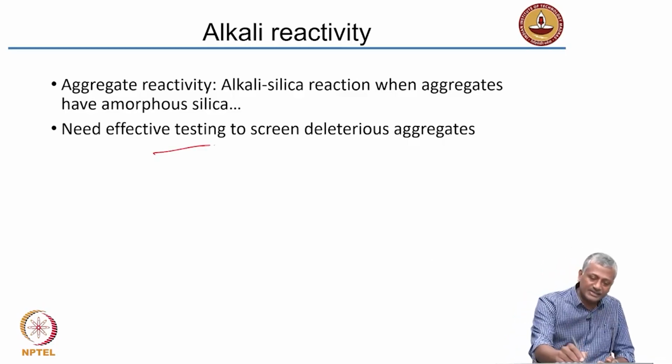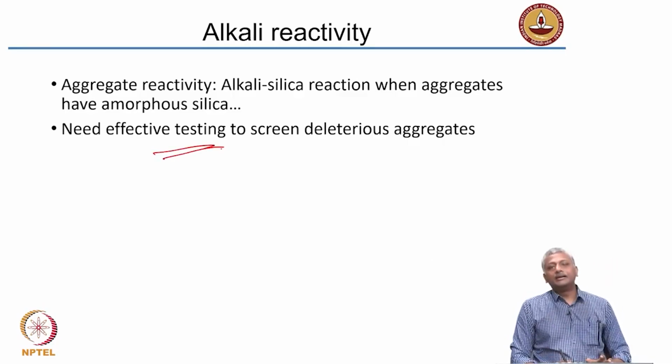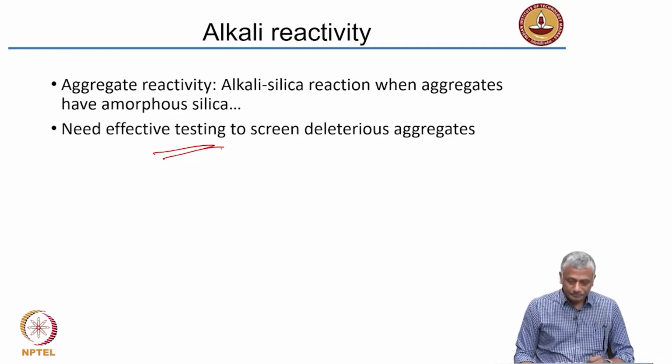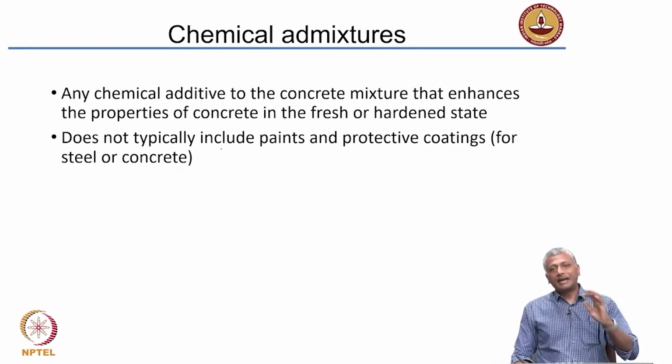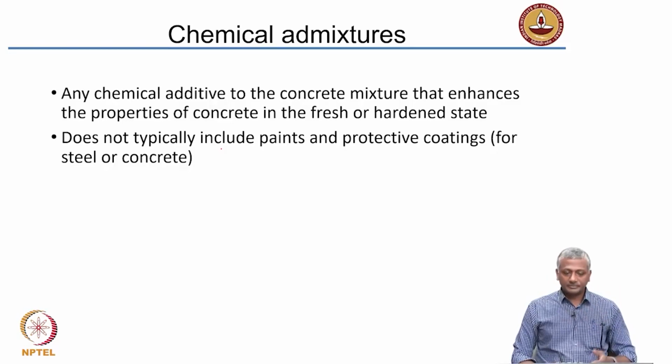So, you need to do effective testing of the material to ensure that it is not going to potentially cause a problem in the concrete. Now, we have talked about the two main ingredients of concrete, that is cement and aggregate. I did not mention anything about water. Before I go to chemical admixtures, let me talk about water.